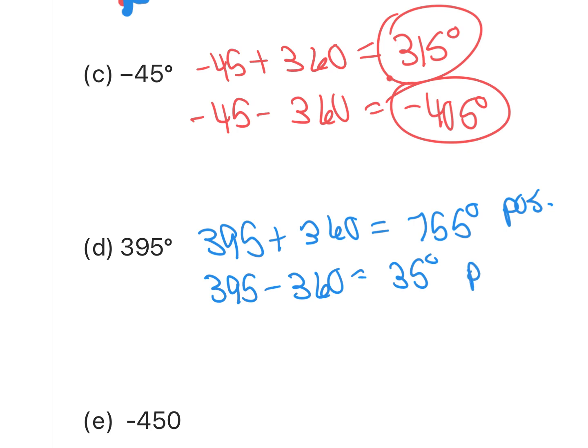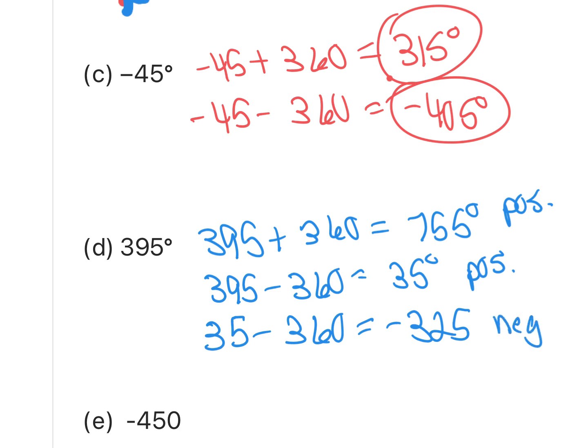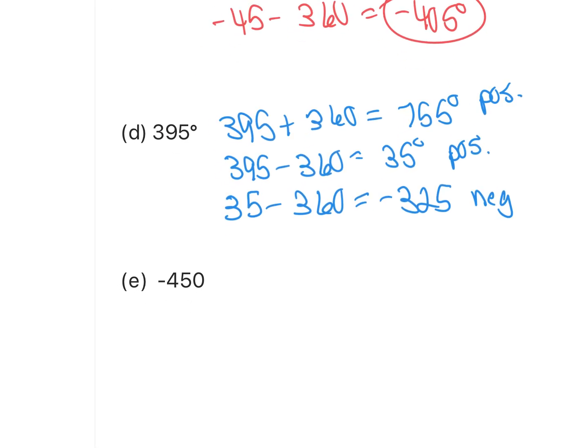This is another positive coterminal angle, which means I'm going to need to subtract 360 again because my angle needs to be negative. So 35 minus 360 is negative 325, and there is our negative coterminal angle. So sometimes to get a positive or to get a negative, the opposite sign, you have to go around the circle more than once. Our last one here, we have negative 450.